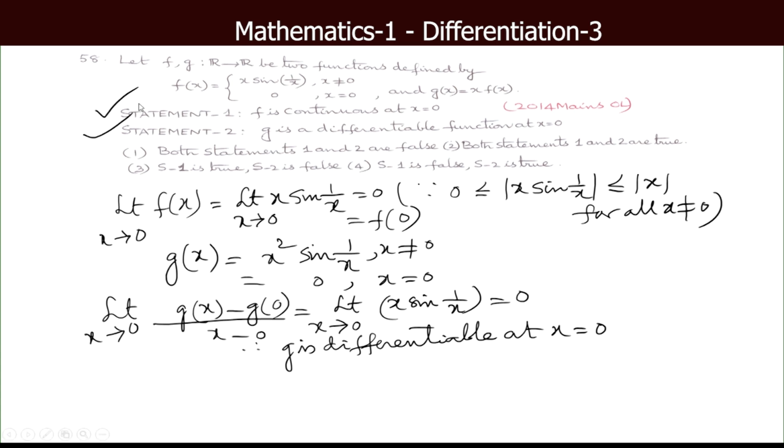So therefore statement 2 is correct. So both statements 1 and 2 are true. Second option. 2014 mains online.